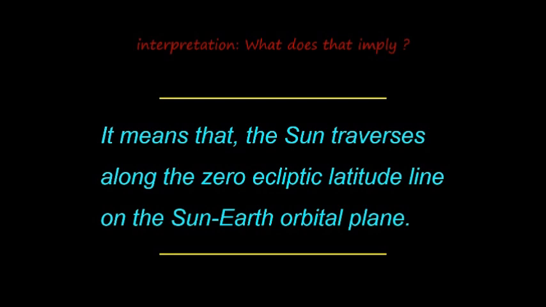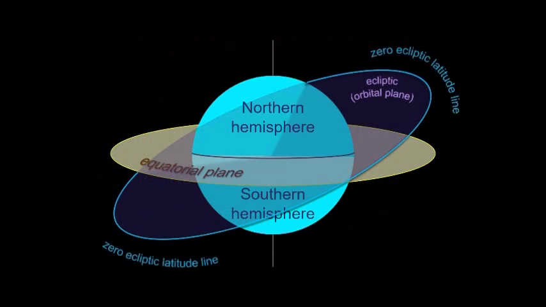So, what does this graphical plot imply? It implies that Sun traverses along the zero ecliptic latitude line on the Sun-Earth orbital plane.